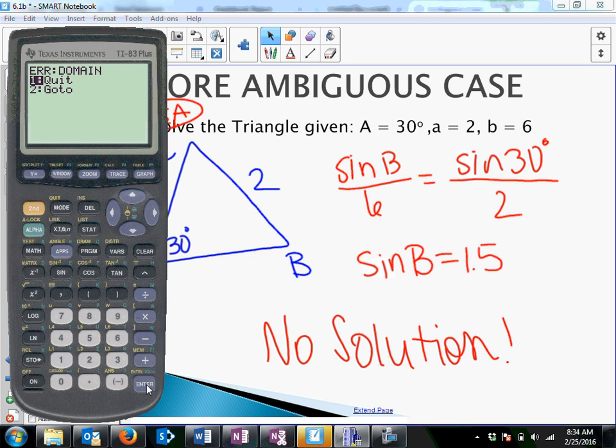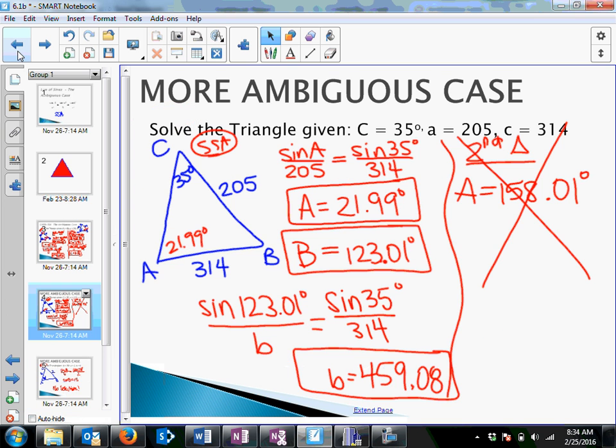When you have one solution, I do want to see evidence that you checked for that second triangle. What did I do to do that? I wrote second triangle, I found the angle, realized it didn't work, so I crossed it out. Don't erase it, cross it out so I can see, oh, I tried to find that angle, but it didn't work out for me.